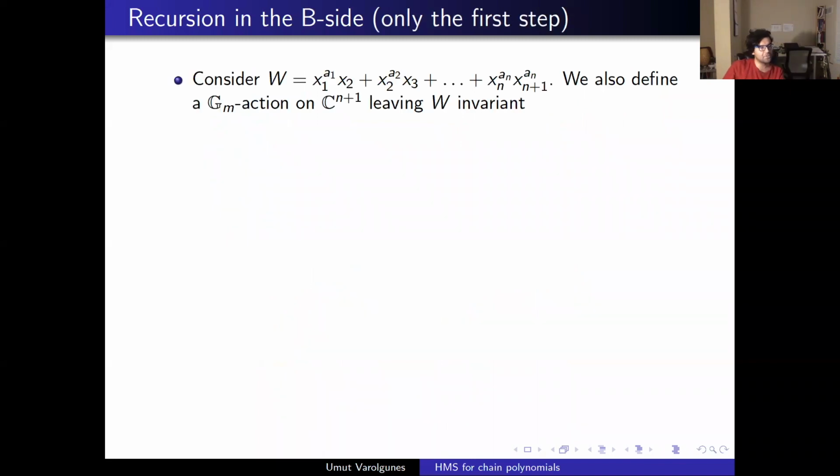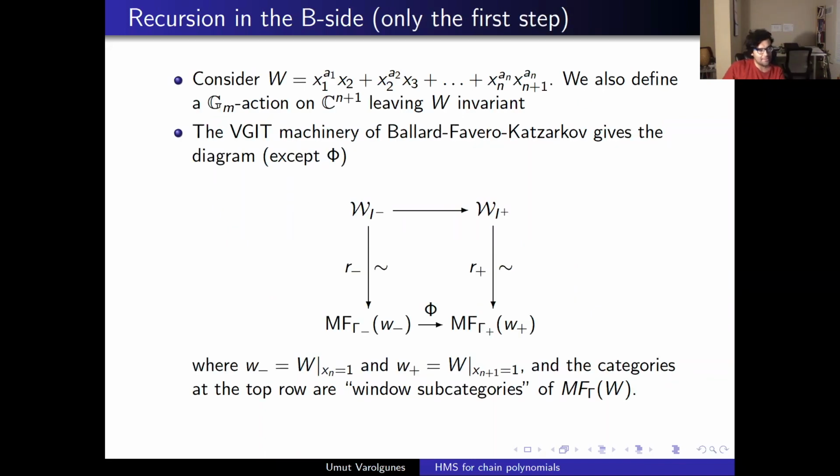Okay, so the recursion on the B side, maybe I'll just skip this. We use a variation of GIT machinery developed by Ballard, Favero, and Katzarkov. The key starting point is to relate the categories, the category of A_{n-1} and A_n.